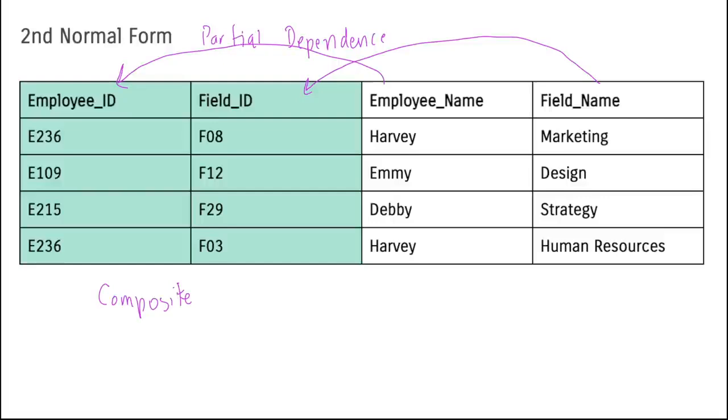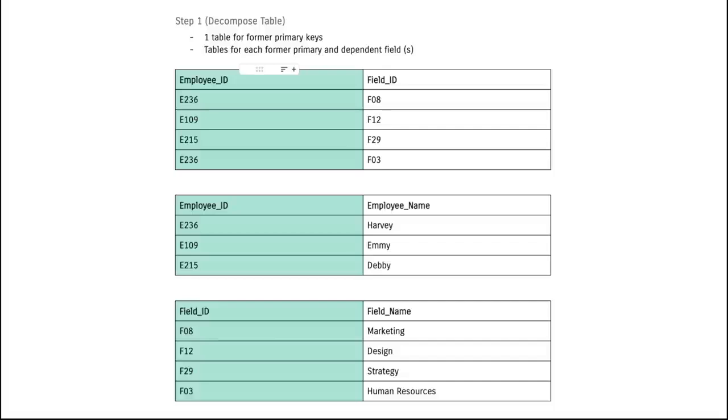So you could use an employee ID to get an employee name, but not a field name, and you could use a field ID to get a field name, but not an employee name. At least that's what we see from this table. Now there's a couple of ways to rectify this. There's really only one way, which is splitting it up into different tables.